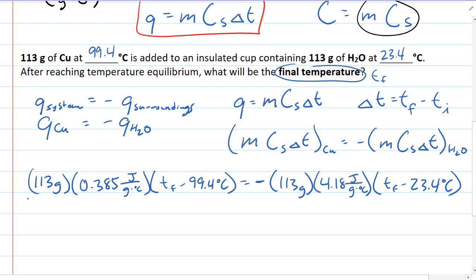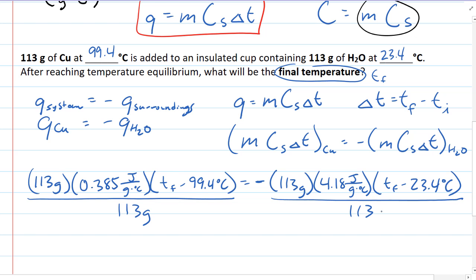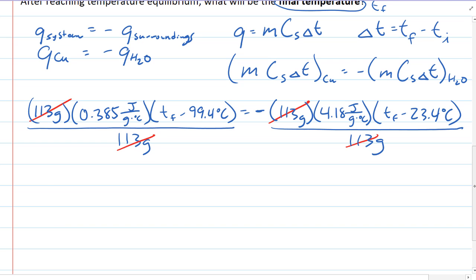I want to cancel what's common to each side. If I want to simplify this, what can I divide each side by? 113 grams. Exactly, 113 grams on each side. So if I take each side, divide this by 113 grams, that gets rid of this. And then this winds up being a simple algebra problem. So we'll distribute the 0.385 across parentheses, and again, I'm going to drop units off at this point because I've already confirmed what the units must be.